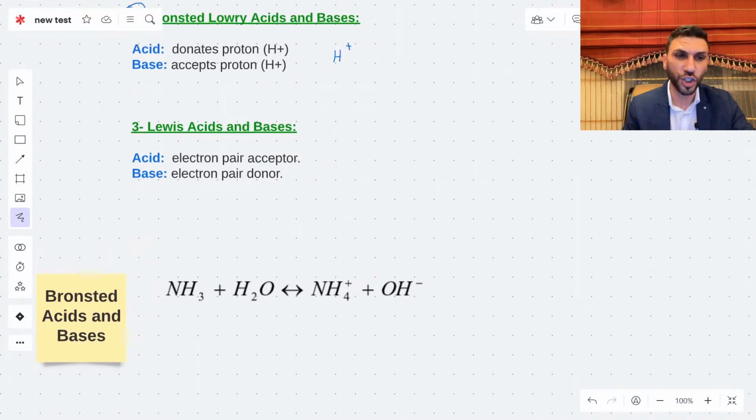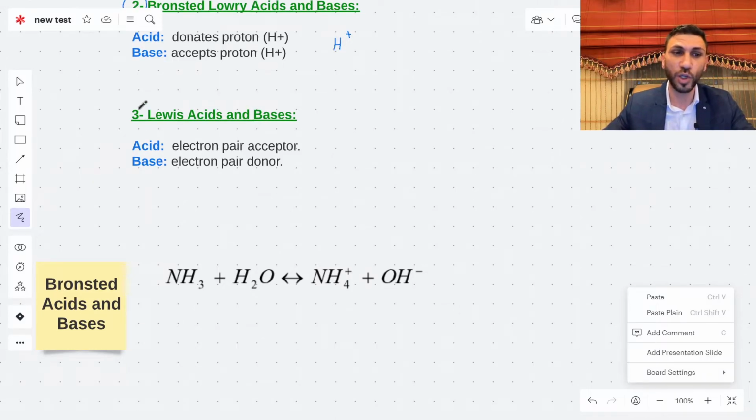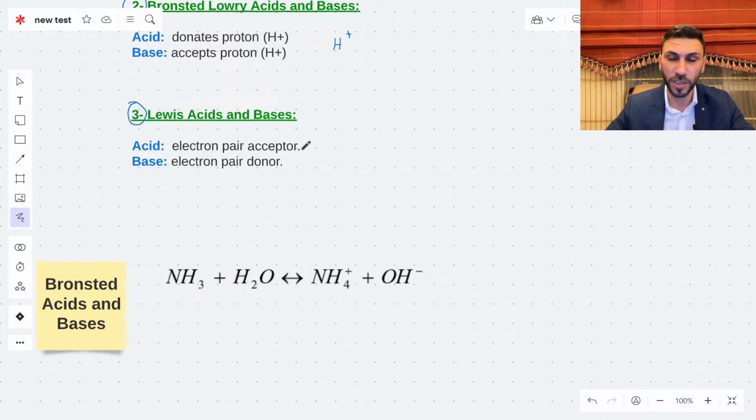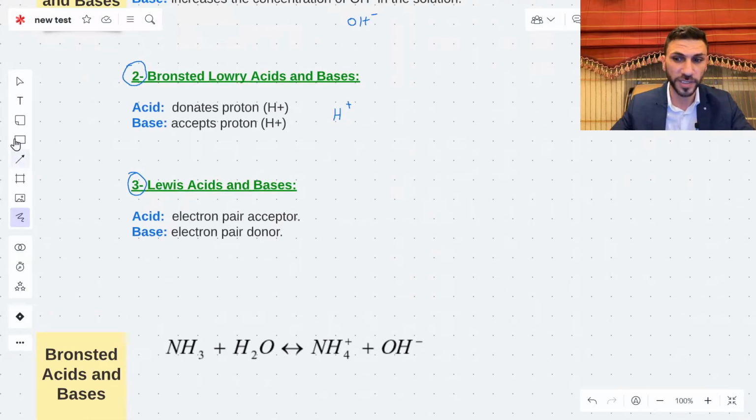The third definition of acids and bases is the Lewis acids and bases. Lewis said that an acid is an electron pair acceptor, and the base is an electron pair donor. We're going to focus on this in later sections, but for our section, we're going to focus only on the Bronsted-Lowry acids and bases.